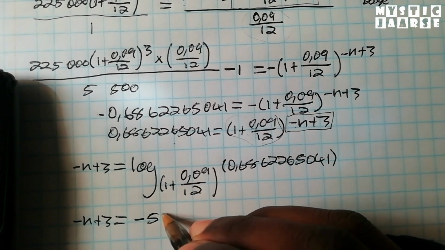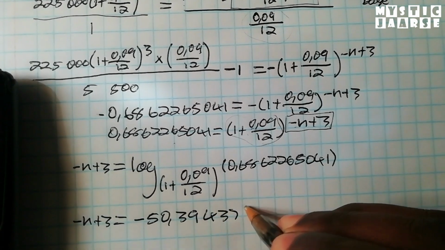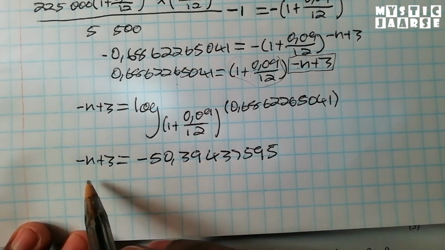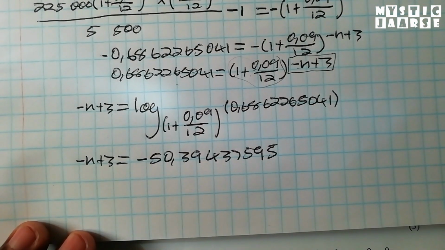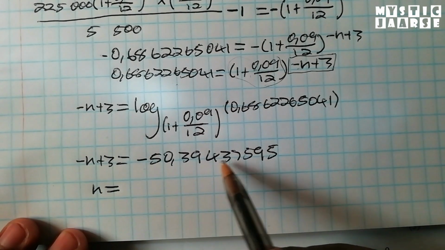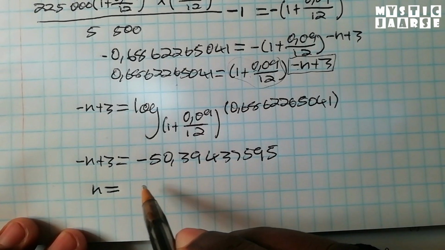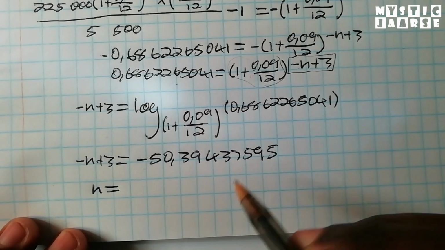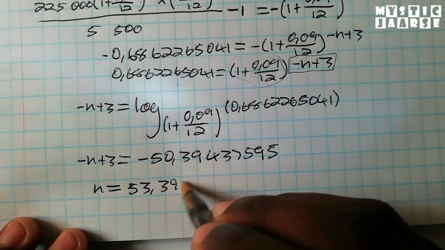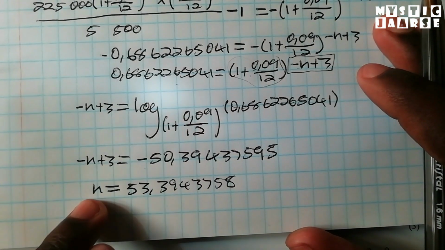negative 50,394,37595. Now we can just divide by a negative 1 after transposing this 3, so we have n is equal to negative 50,394,37595 minus 3 will give us negative 53,9. Then if we divide that by negative 1, we will get 53,394375. Now this is where n, particularly n, gets tricky.